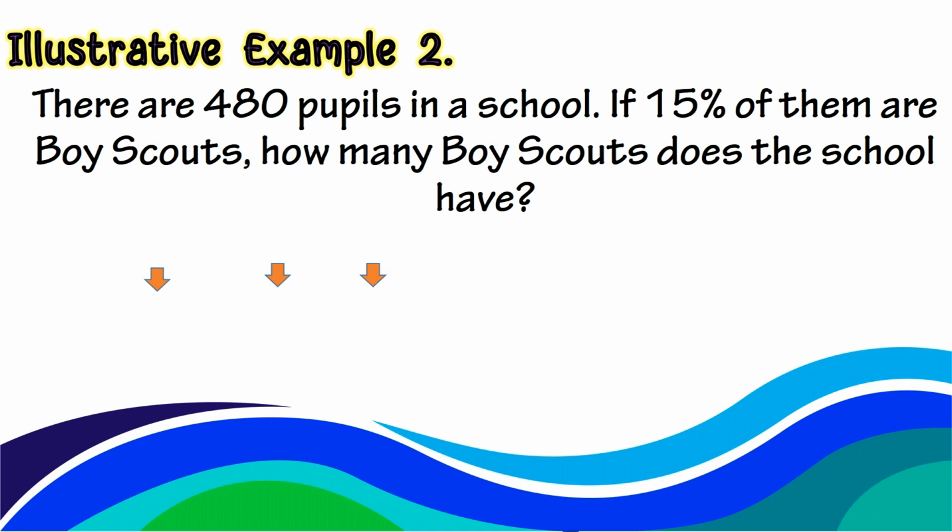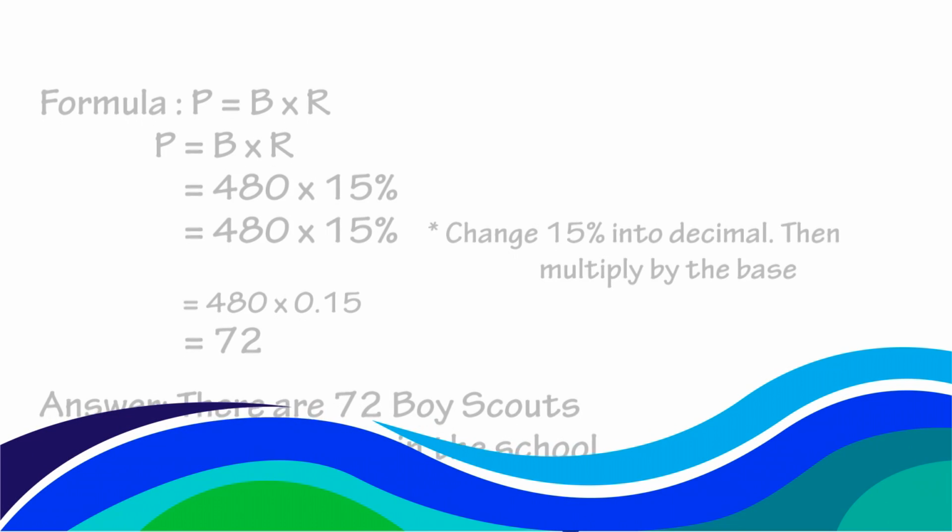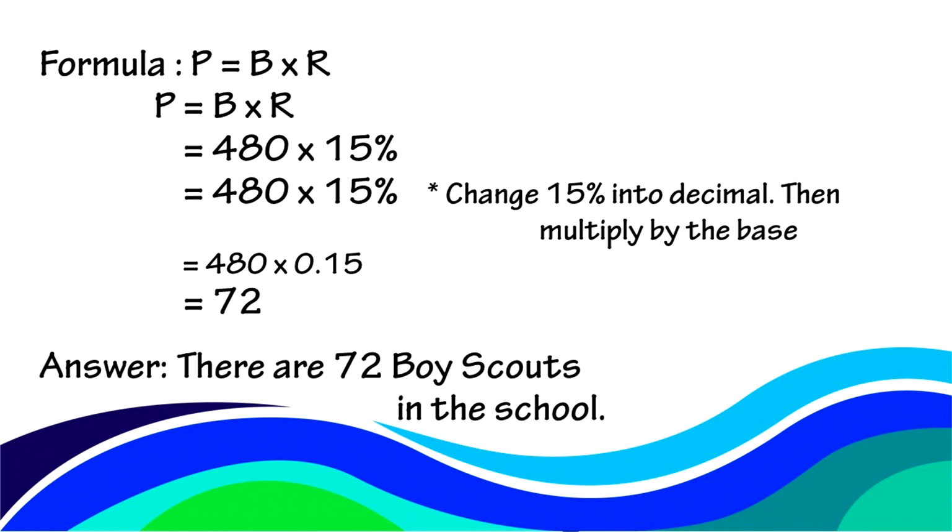Another example. Our problem is: there are 480 pupils in a school. If 15% of them are Boy Scouts, how many Boy Scouts does the school have? 15% represents the rate and 480 represents the entire pupils, or our base. So we will find the percentage. We can solve this using the formula P = B times R. Our base here is 480 and our rate is 15%.